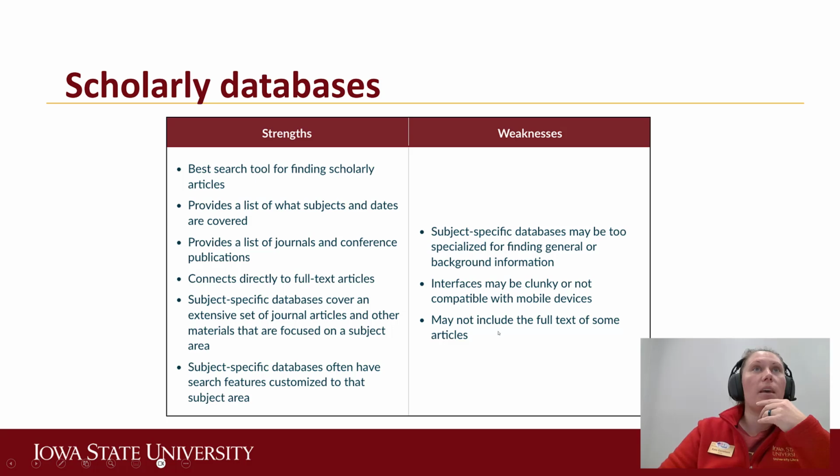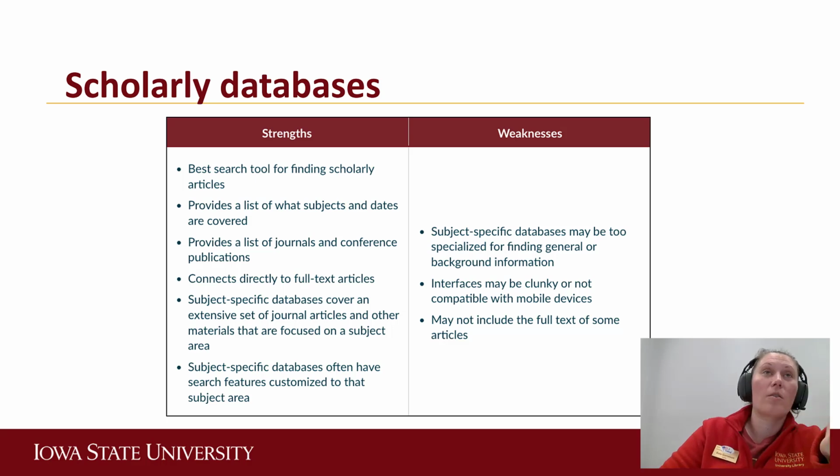And even though we have a database for it, we still might not have the full text to some of the articles within them. Sometimes we just have a citation listed for the article within that database, but you can utilize different things like interlibrary loan to access those materials. However, the strengths far outweigh the weaknesses for these databases. They're going to be the search tool for finding those scholarly articles for your academic research. They'll have journals and conference publications, conference proceedings, things that might not be available for free on the open web.